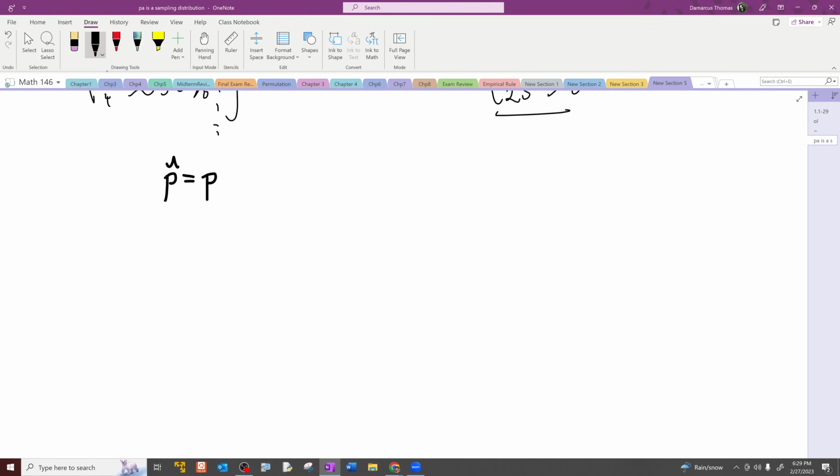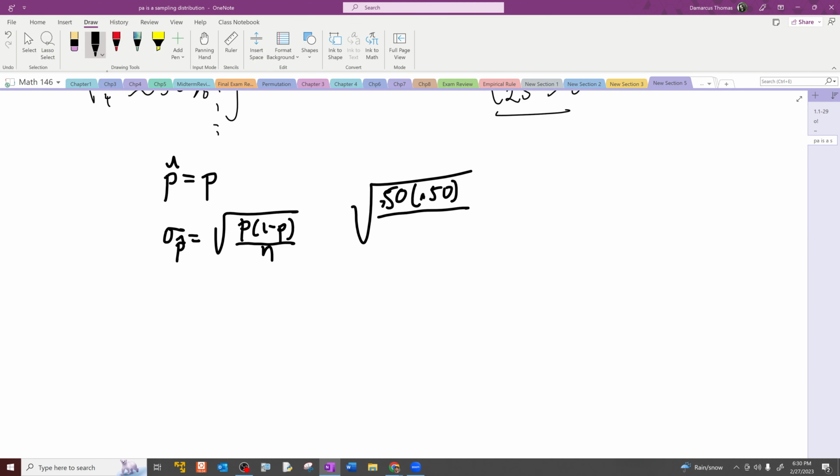Also, the standard deviation for the sampling proportion, for this will be the square root of p times 1 minus p divided by the sample size n. That's our sigma. And so you have to calculate that. So that's 50% times another 50% divided by 500. And then we're going to take the square root of this.